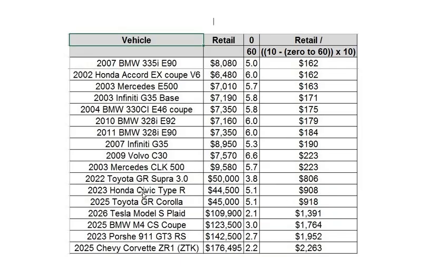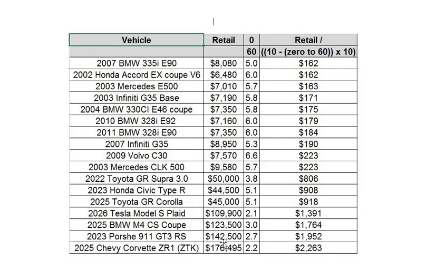Take, for instance, the 2023 Honda Civic Type R and the 2025 Toyota GR Corolla. For these prices, we got average prices from Edmunds. These cars do 0 to 60 in 5.1 seconds. 10 minus 5.1 is 4.9. 4.9 times 10 is 49. 49 into 44,500 is $908 per tenth faster than 0 to 60 of 10 seconds. $918 for the GR Corolla.